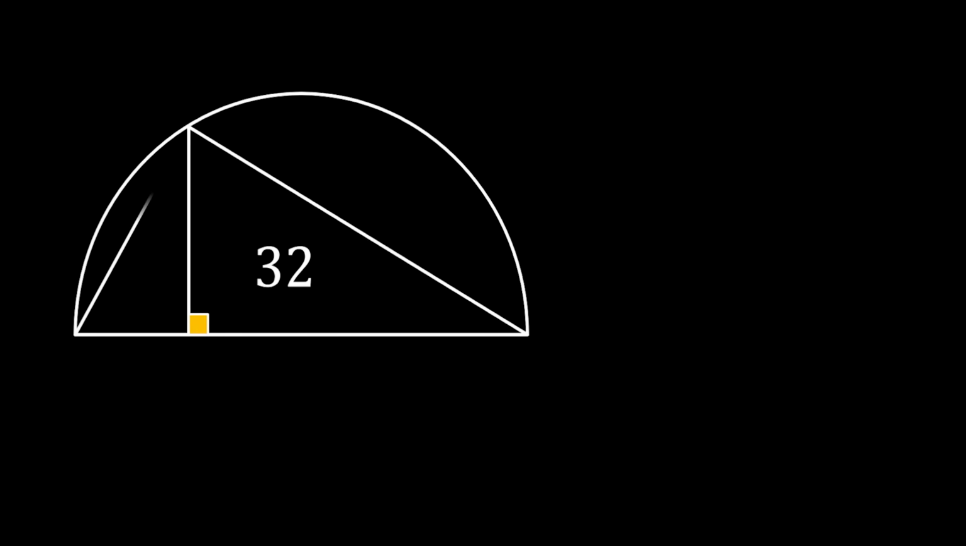We will start our problem with a semicircle. Then, inside this semicircle, we will inscribe a right-angled triangle which has the area of 32 square units. Then we're going to connect the apex of this triangle with the left angle of our semicircle, and we're going to get another right-angled triangle with the area of 8 square units.